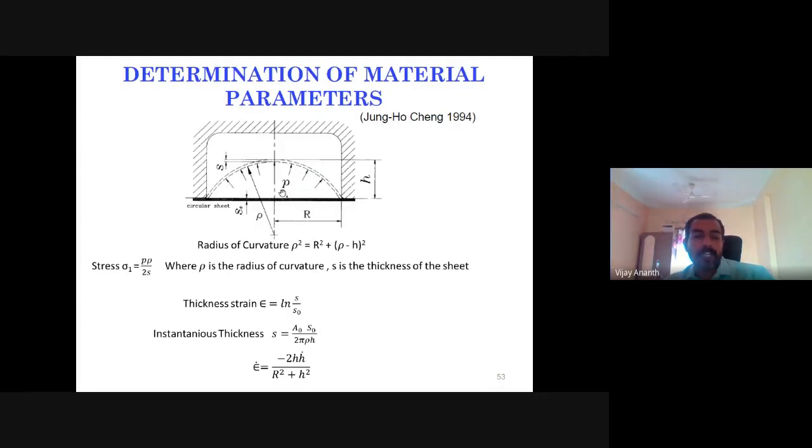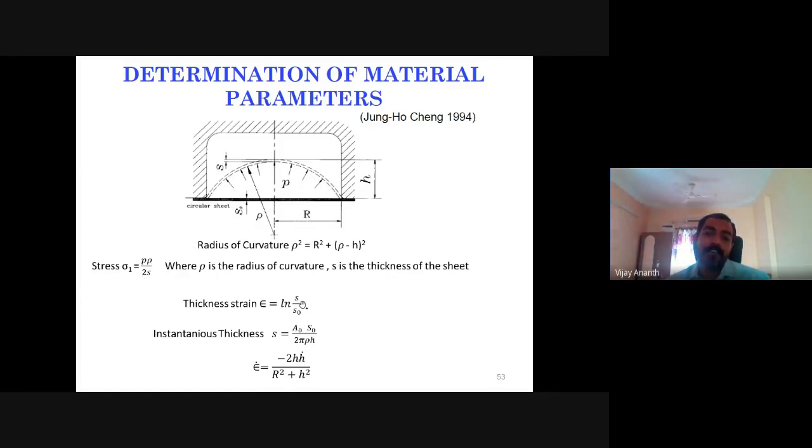This is to find out the stress and strain value. We can find it through this process, biaxial superplastic forming. The stress sigma 1 can be obtained from the pressure and radius of curvature divided by 2S, where S is the final thickness of the sheet. From that we are able to get the stress value as well as the strain value.